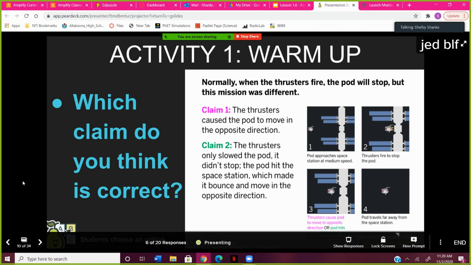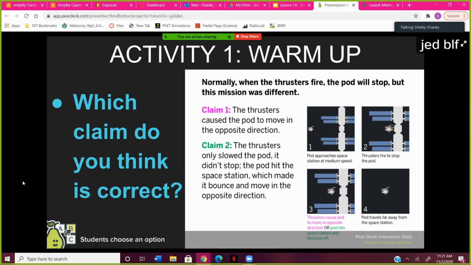All right, so I only have 6 people responding in Pear Deck, so if you are not responding in Pear Deck, please make sure you're in there and answering the question on the screen. Which claim do you think is correct?